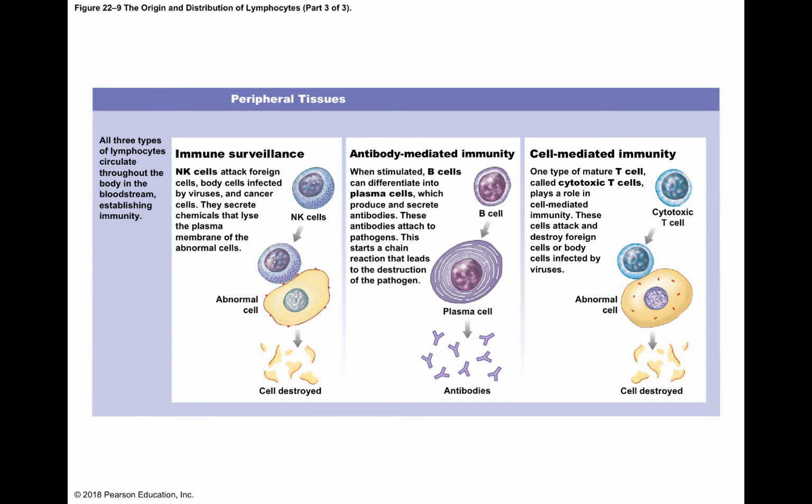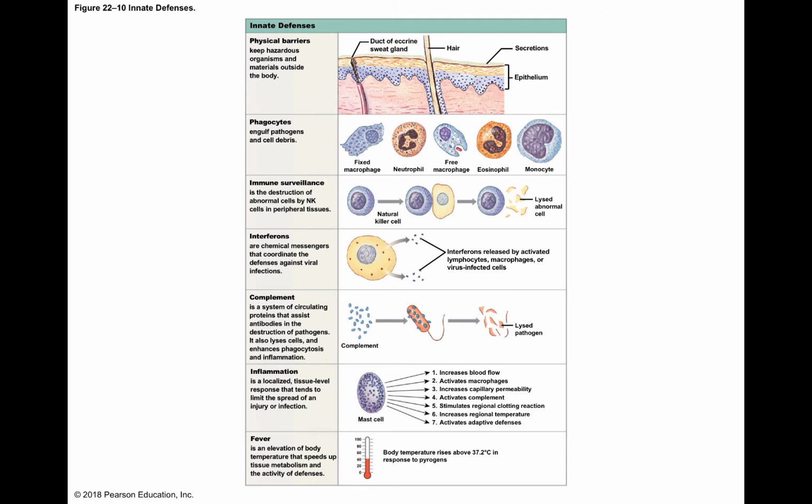Okay, so those are the different types of lymphocytes. Now what we're going to do is talk about the different stages of immunity, and we call these your first line of defense, your second line of defense, and your third line of defense. So one type of immunity is called innate immunity.